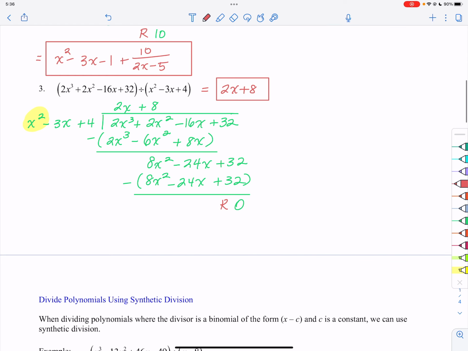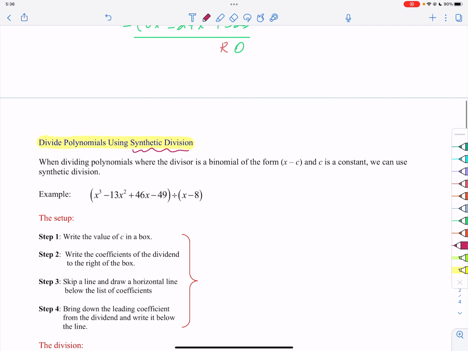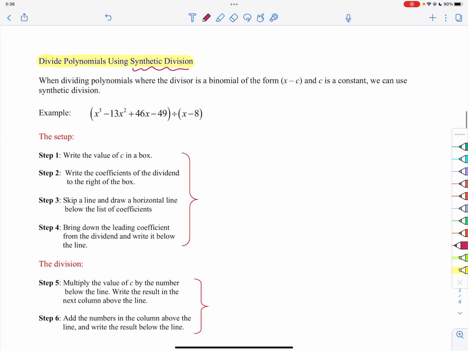Okay, now we're going to move on to a really special type of division. And we're going to be dividing polynomials using synthetic division. Now, synthetic division is really easy and it's really fun. However, you can only use synthetic division where your divisor is a binomial of the form x minus c, where c is a constant. So, yes, we can use synthetic division here.